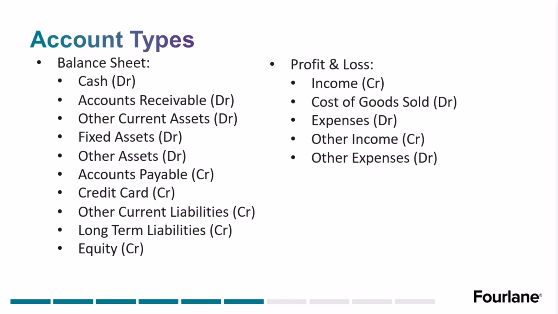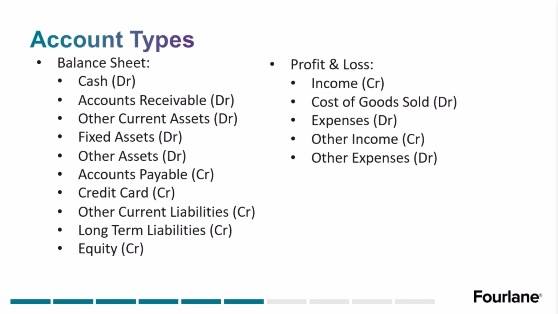So on a profit and loss, we start with income at the top, right? Income is a credit. If you want income to go up, you are crediting. Now, if you think about it, when income goes up, accounts receivable also goes up, which is how we have the debit and credit balance, right? Then we have cost of goods sold as an account type. Cost of goods sold is a debit balance. Expenses is a debit balance. And then we have other income.